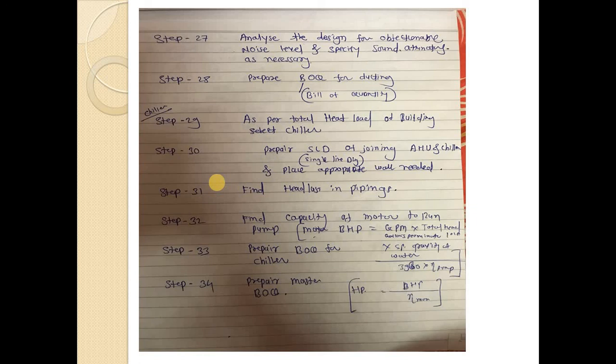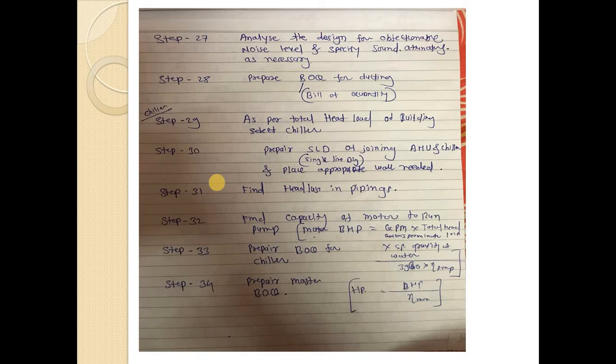for ducting material. After the end of the BOQ and the ducting work, we must consider the chiller. So we must select the chiller. The 29th step is related to the chiller. As per the total heat load of the building, select the chiller. We must select the chiller as per total heat load, but for that we must consider the sensible as well as the latent load.